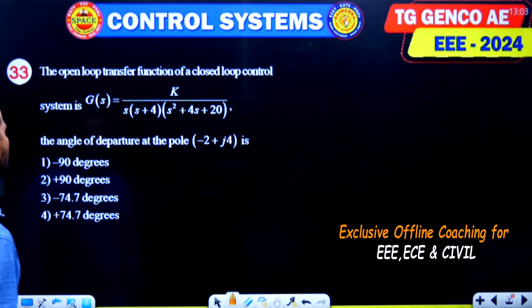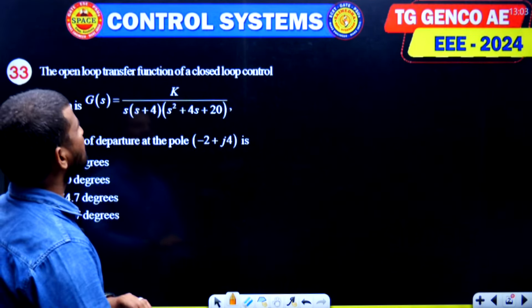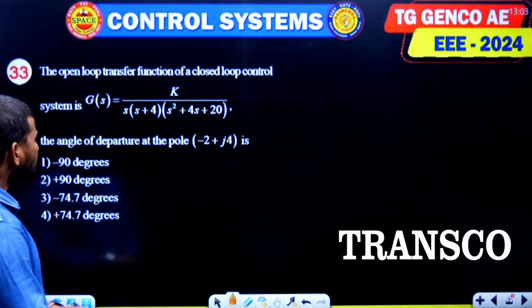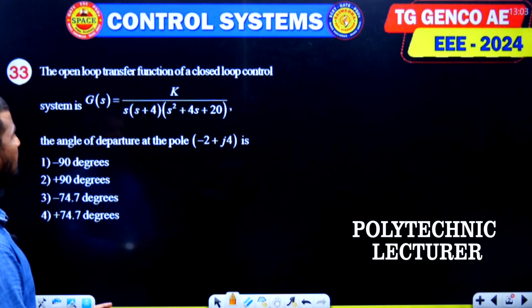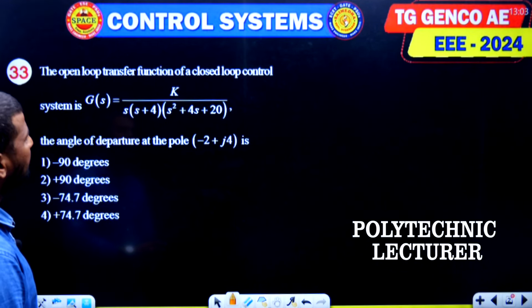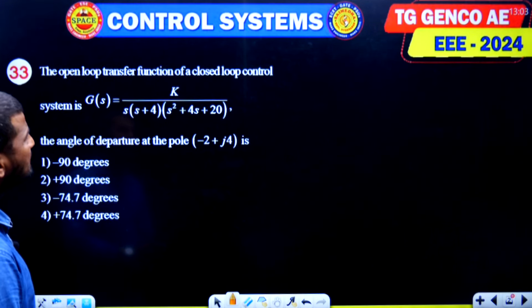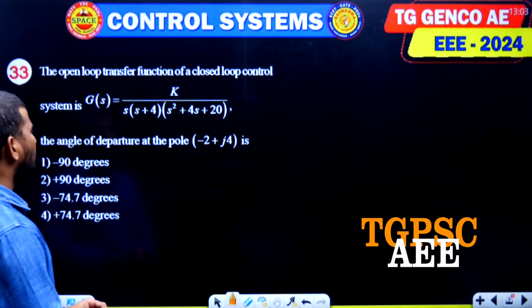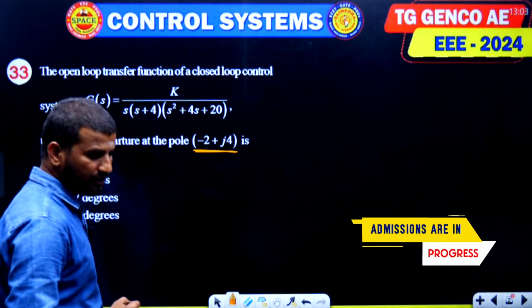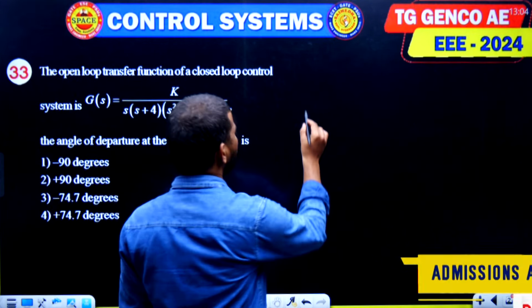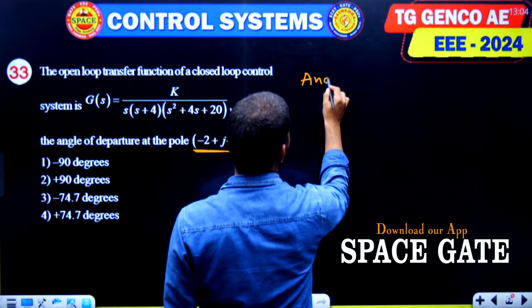The first question, that is the 33rd question. The open loop transfer function of a closed loop control system is G(s) = K / (s(s+4)(s²+4s+20)). The angle of departure at the pole -2+j4. So he was asking to find out the angle of departure.